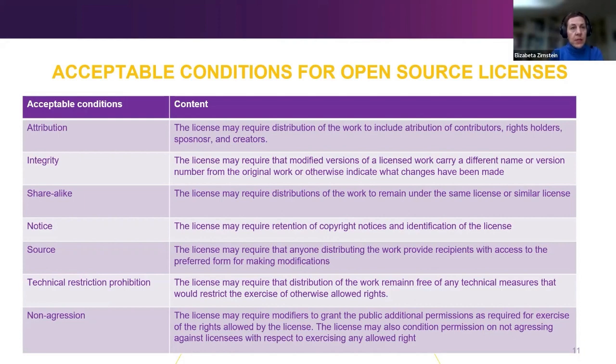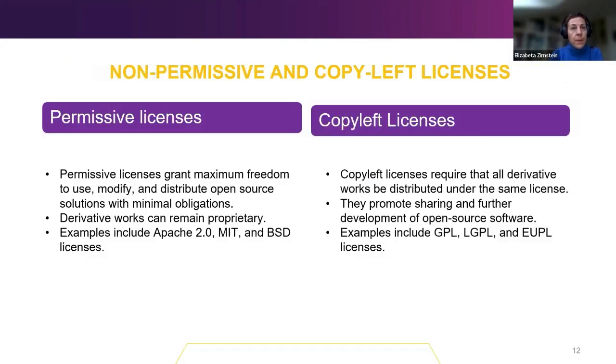Acceptable conditions for open source licenses regard the attribution of contributions or rights holders, share-alike clauses, retention of copyrights, notices, technical restriction prohibitions, non-aggression, and similar.